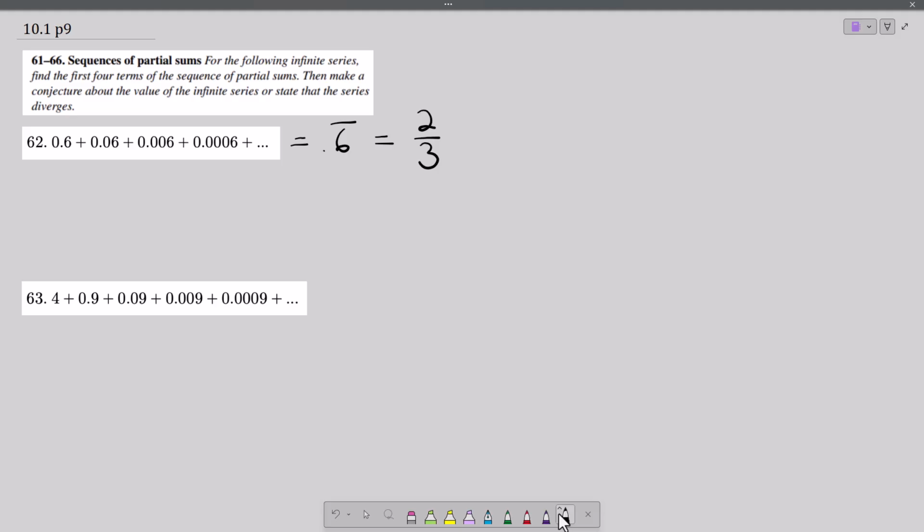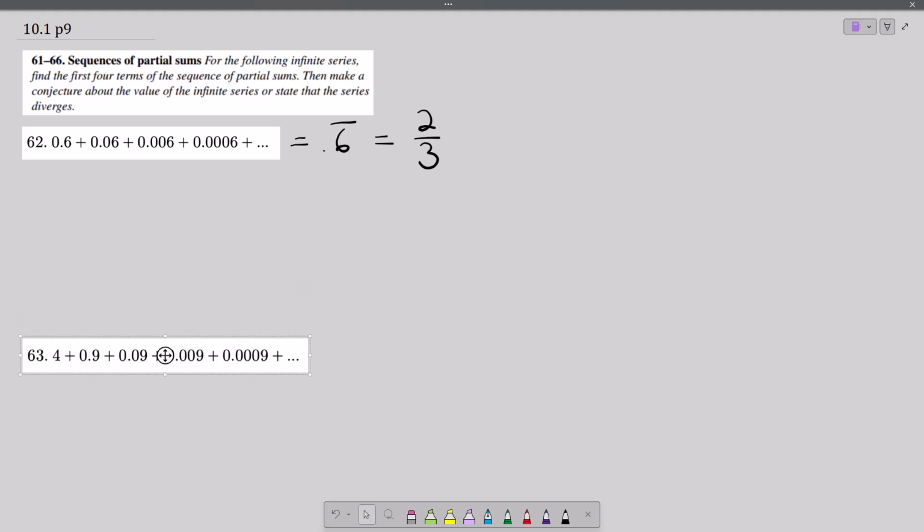So for the following infinite series, find the first 4 terms of the sequence of partial sums, then make a conjecture about the value. So let's do it, this is kind of our base. We already know it converges. So let's see if we can use that information to our advantage. So let's find the sequence of partial sums. So our sequence of partial sums, S sub n, will be, the first term is 0.6. The next term? 0.66, exactly.